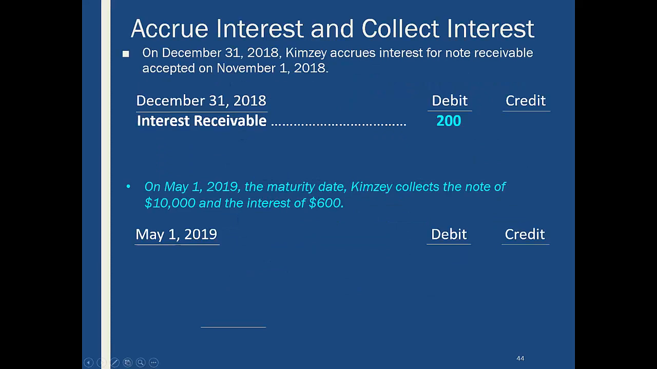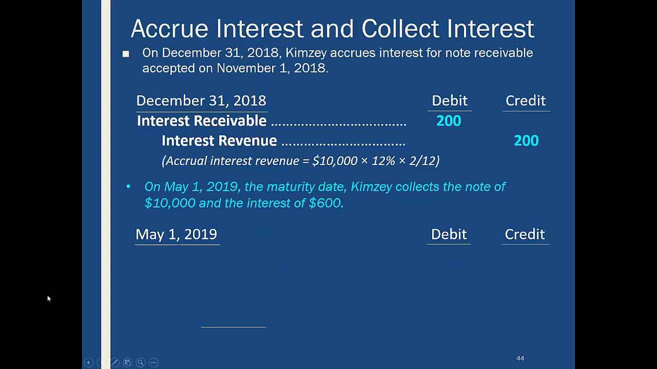So in 2018, here's the interest, and it's not cash, because the customer, whoever borrowed the money from us, is not going to pay us the $200 at the end of December. They're going to pay us at the end of the loan, just like we saw before. In this case, it's a scenario.